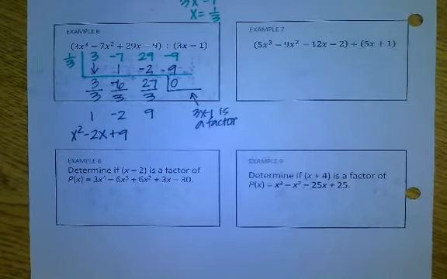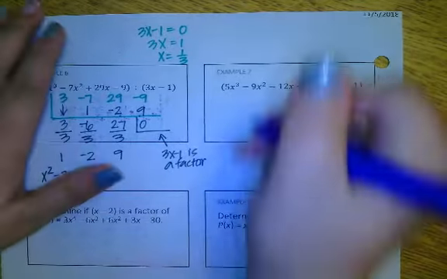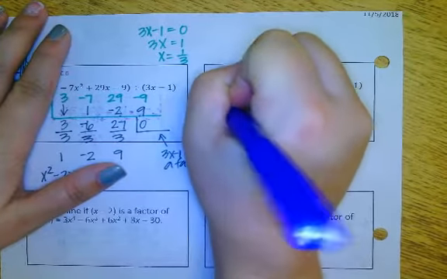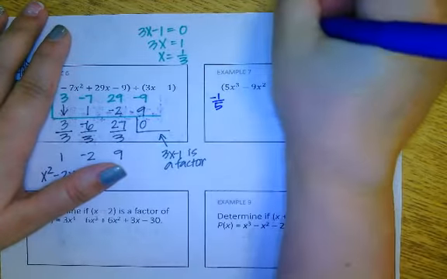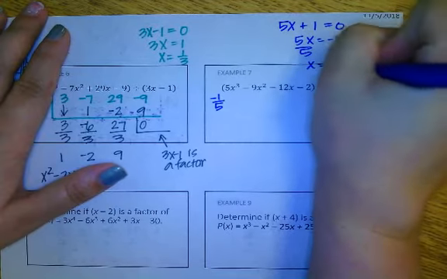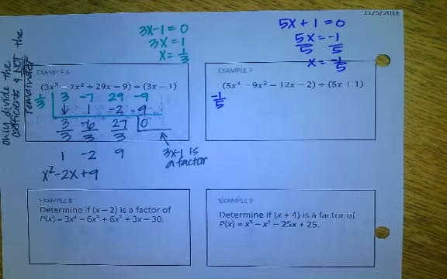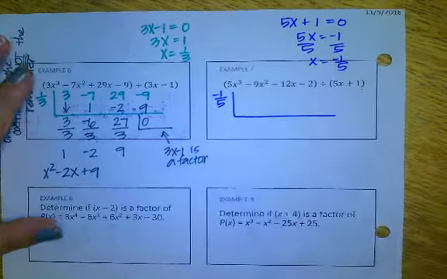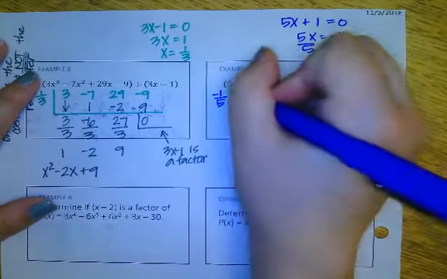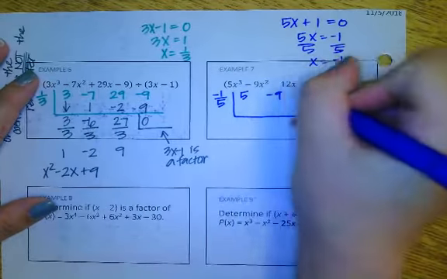Alright. Example 7, what's going on the outside? -1/5. So we had 5x plus 1. We subtracted 1 from both sides, divided by 5, so x equaled -1/5. Are we in standard form? Yes. Do we have any missing terms? No. So we have 5, -9, -12, -2.